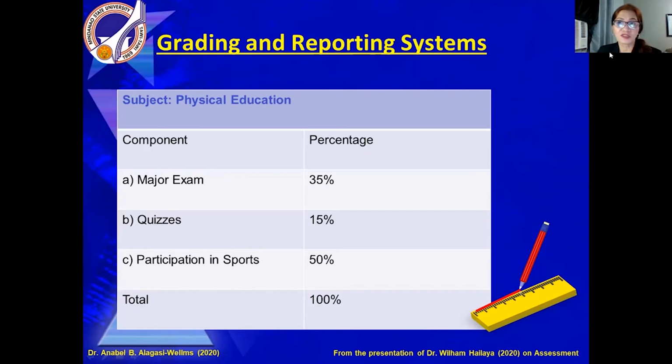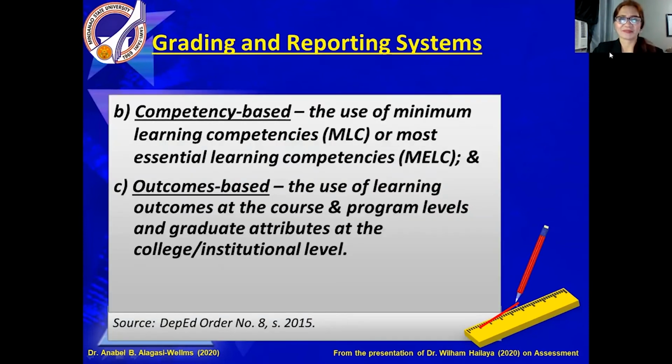The components to be considered in assessment are major exam, quizzes, participation in sports. Percentage based on standard. This is either designed by the school or decided by the teacher. Major exam is 35%, quizzes 15%, participation in sports is 50%, with a total of 100%.